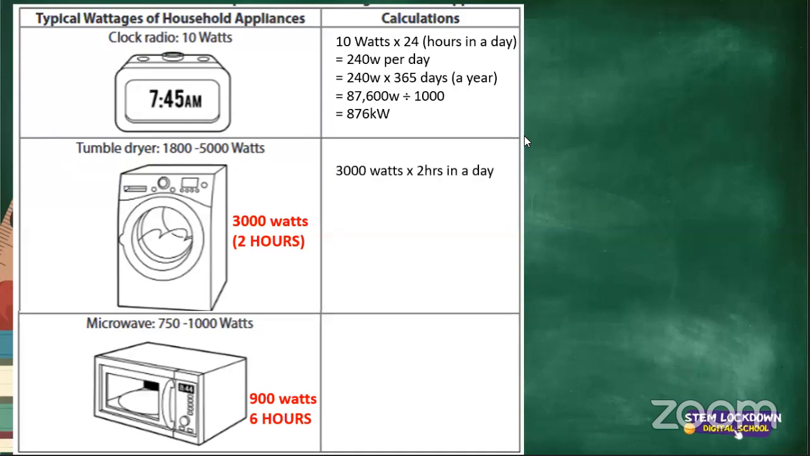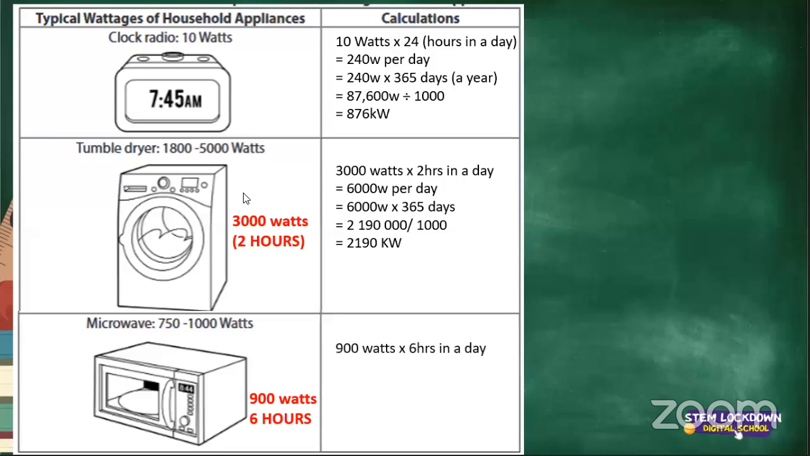All right. Now with the tumble dryer, I said you should utilize the 3,000 watts. So 3,000 watts, and we use it for 2 hours a day. 3,000 times 2 would give you 6,000 watts per day. Now to find out how much we use it throughout the year, we times it by 365 days, which gives us 2,190,000, divided by 1,000 to give us 2,190 kilowatts that we use the entire year.